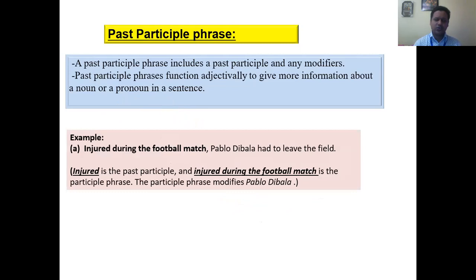Example: injured during the football match, Pablo Dybala had to leave the field. So injured during the football match is a past participle phrase. It starts with the past participle injured. Injured is the past participle, and injured during the football match is the participle phrase. The participle phrase modifies Pablo Dybala.